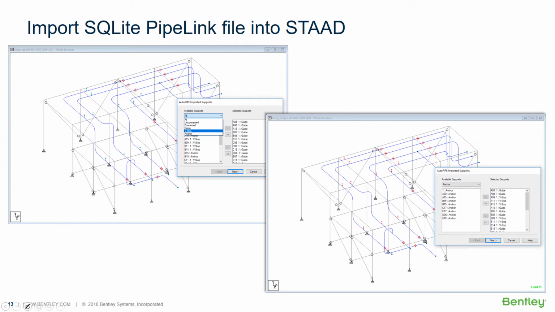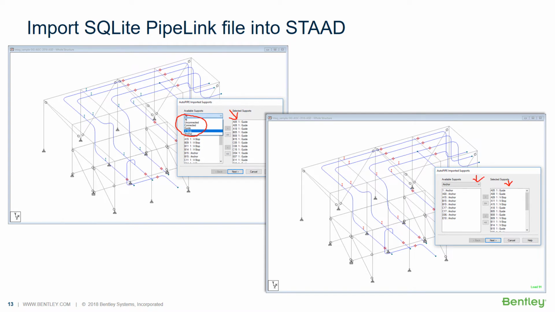Next, the structural engineer goes through and will be able to connect the pipe supports to the structure using some rules and criteria that he or she sets up in STAAD. On the top left, we can see all of our available supports that we can pick from, and we can choose what we want to be connected to the structure. In this example to the right, we've selected all of our guides and our V-stops to be connected, but not our anchors.